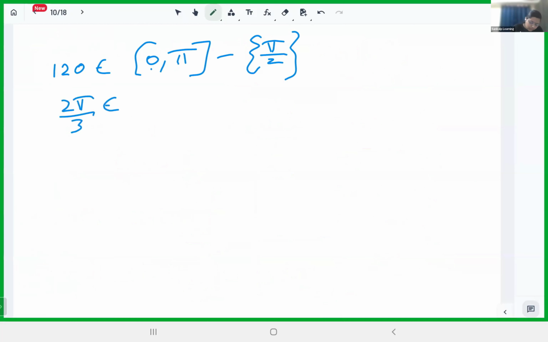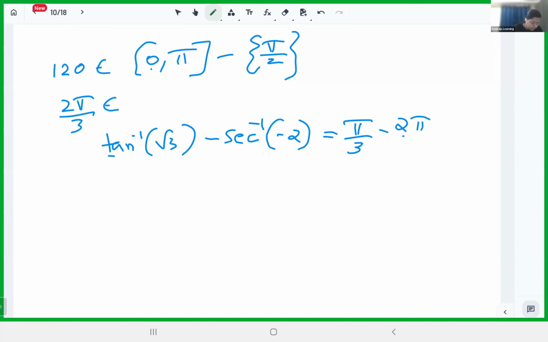All right. Now we have to find tan inverse of root 3 minus sec inverse of minus 2. That is equal to pi by 3 minus 2 pi by 3. That is equal to minus pi by 3. Isn't it? Pi by 3 minus 2 pi by 3 is equal to minus pi by 3. So this is the answer. Now moving on to the next question.